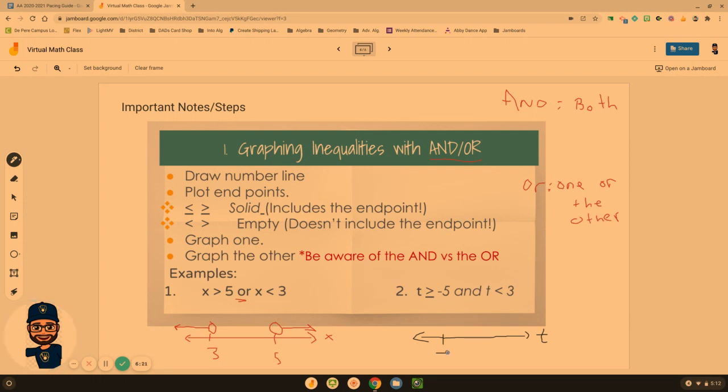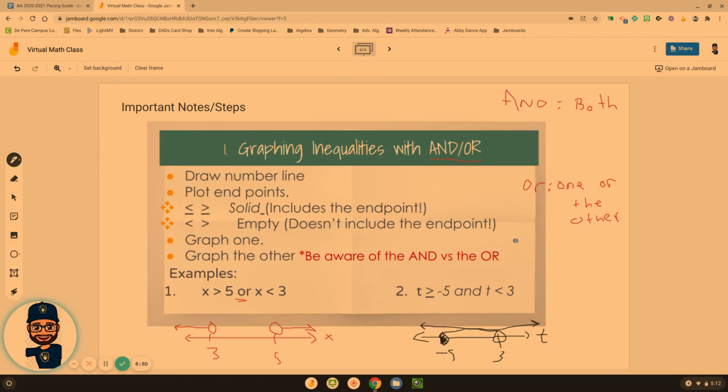One number is -5. The other number is 3. T has to be greater than or equal to -5. So now we would fill in our circle here. Okay, so we put a circle, but we're going to have to fill it in as best as we can. And it's greater, so everything that way. T is less than 3, so it's open, and it's everything that way.